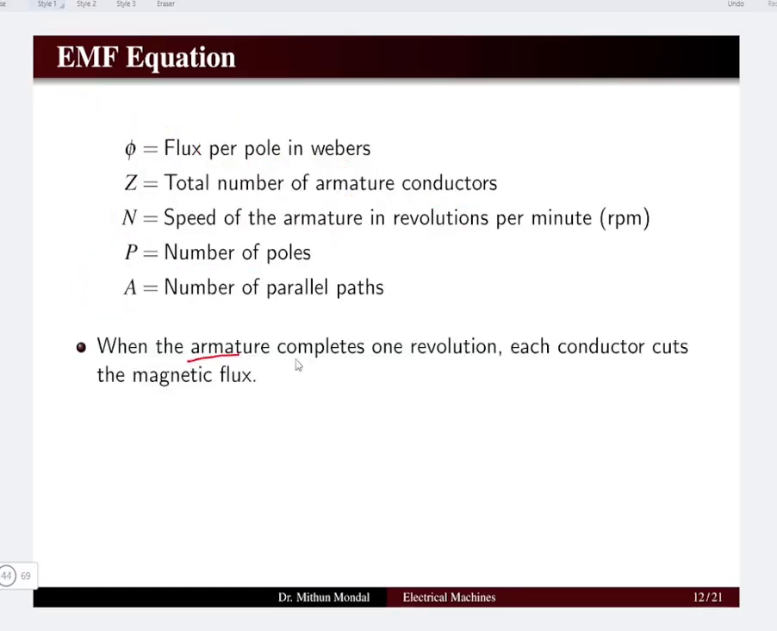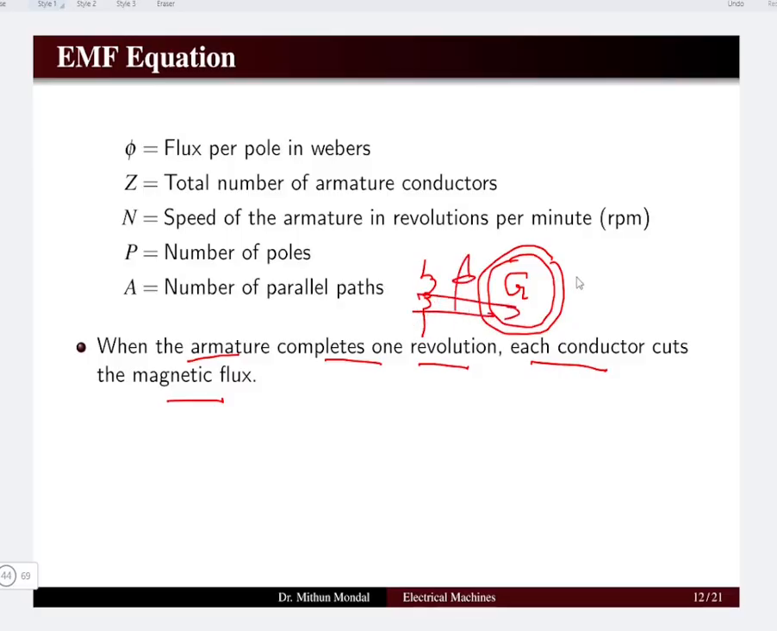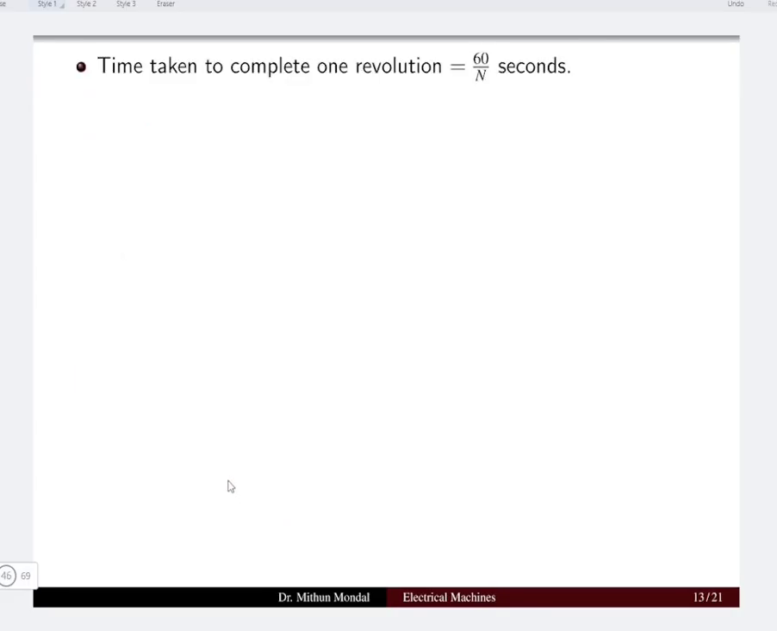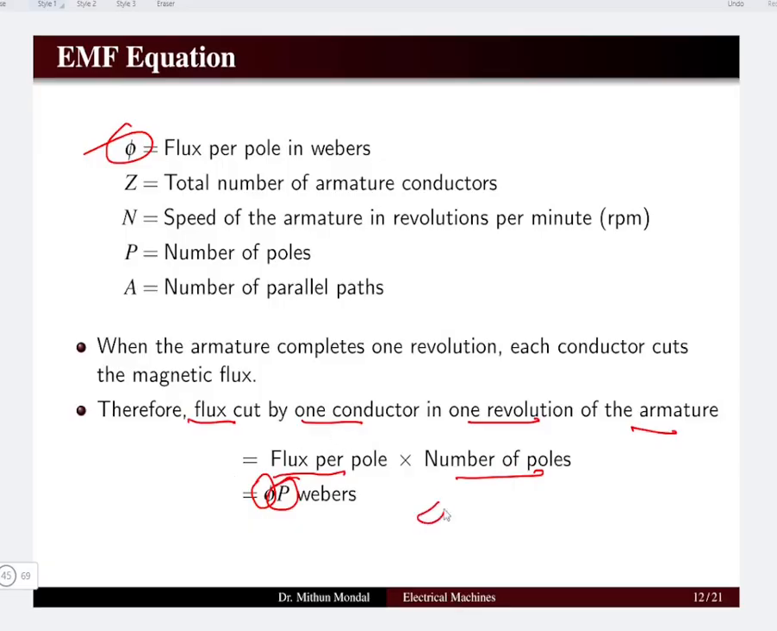Now when the armature completes one revolution, each conductor present in the armature will cut the magnetic flux which is produced by the field coil. So the field coil will produce the magnetic flux, and the armature is rotating at a speed N and will cut the magnetic flux. The flux cut by one conductor in one revolution of the armature is equal to the flux per pole multiplied by the number of poles. So phi is the flux per pole and P is the number of poles. So the total flux cut by one conductor is phi into P.